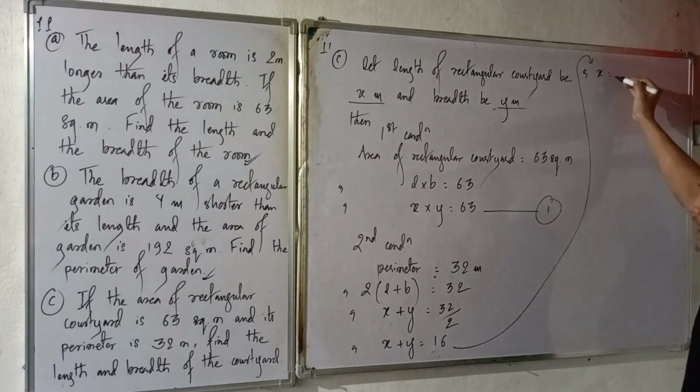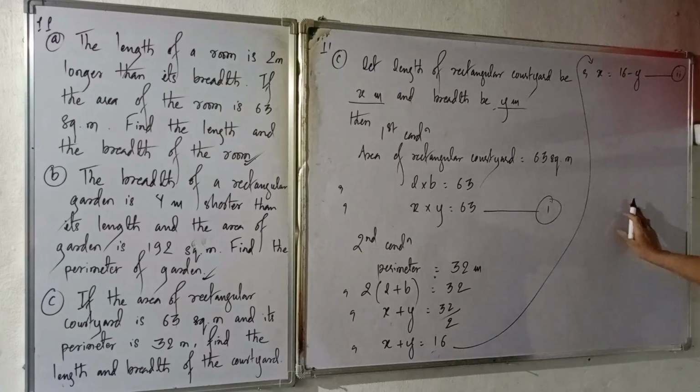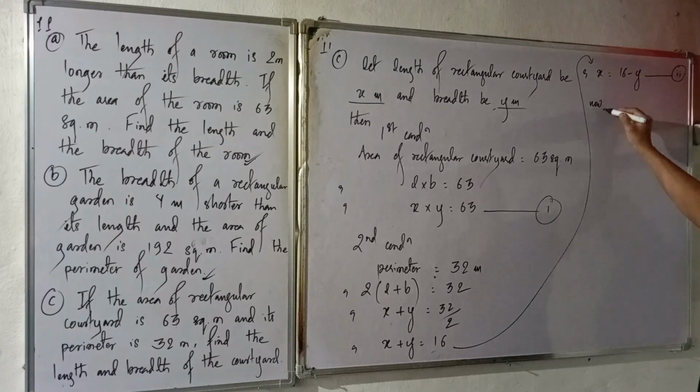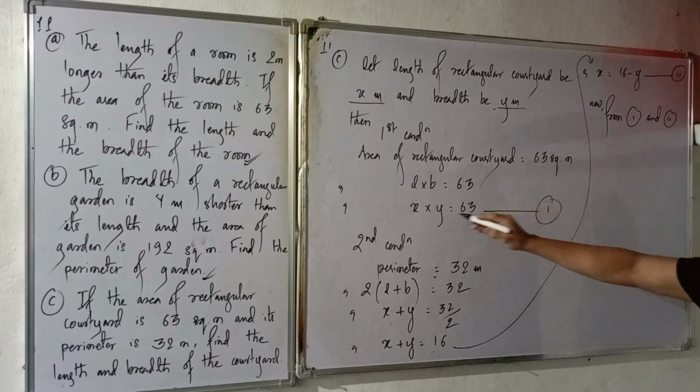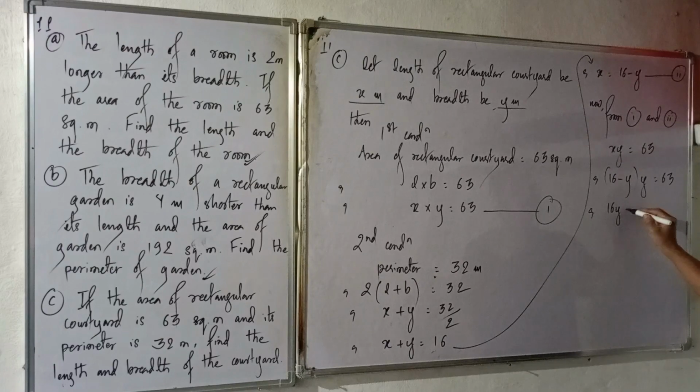Or let's make x alone. This becomes 16 minus y. Let this be II. Now from I and II, you can write xy equals 63. This is from I. Now from II, you substitute the value of x by 16 minus y times y equals 63. Now you simplify: 16y minus y square equals 63.